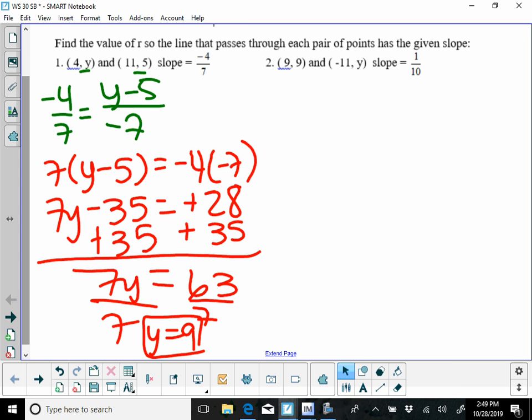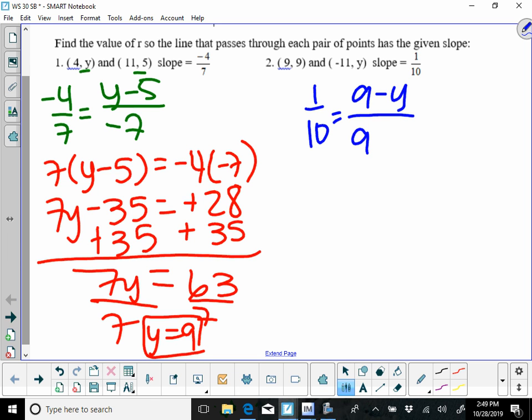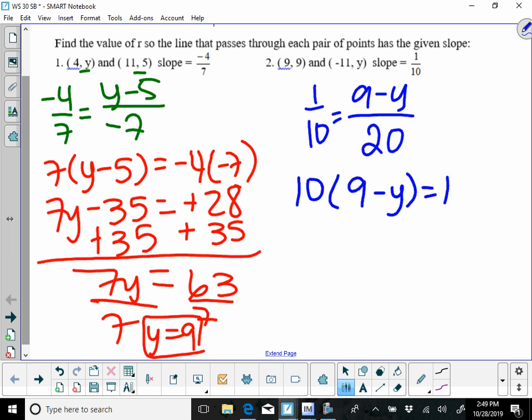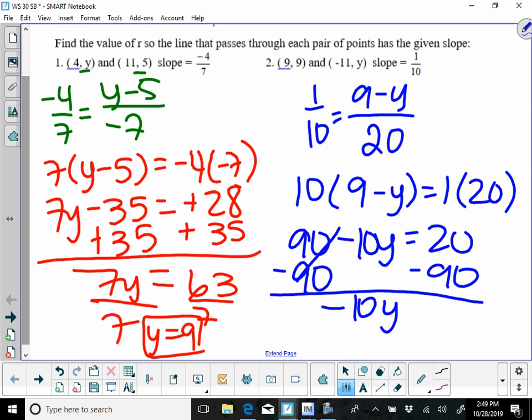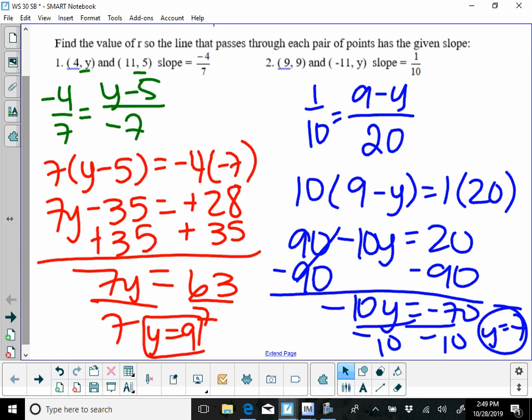So that's all you're doing on these, is your slope formula. Same thing over here. You'd start with your slope, 1 over 10, equals 9 minus y over 9 minus negative 11. And 9 minus negative 11, or 9 plus 11, is going to change to 20. We're going to cross multiply: 10 times 9 minus y, and 1 times 20. Then you're going to solve from there, and y should equal 7. That's the same way you're going to do number 3 and number 4.